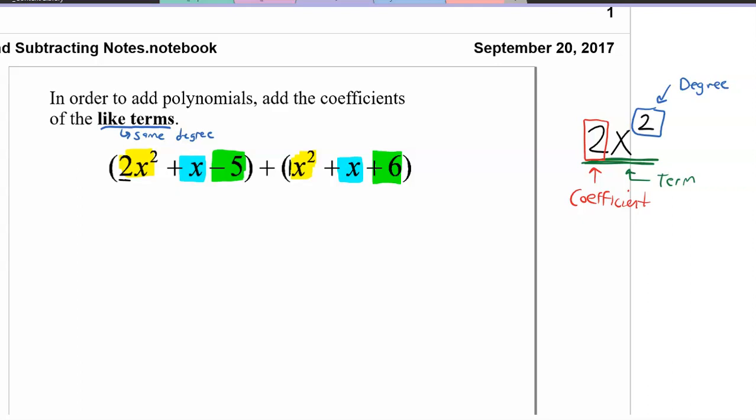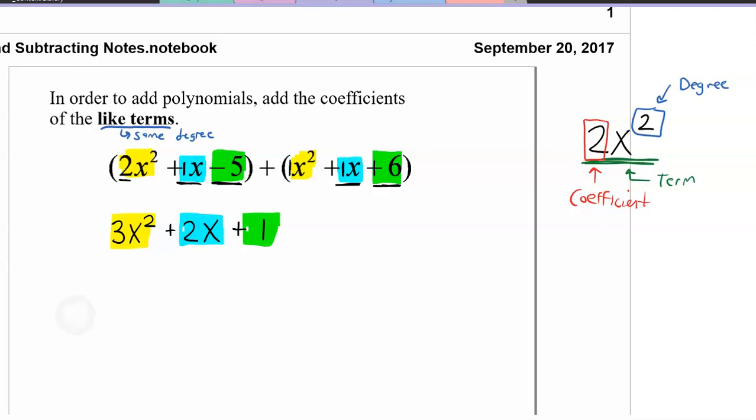So 2x squared plus 1x squared would give me 3x squared. In my next term, we would have x plus x, since there's no numbers or coefficients in front, they're both 1s. 1 plus 1 would give me 2x. And last but not least, we're going to take our constant terms, negative 5 plus 6, and that's going to give me a positive 1 here. So just to confirm on our final answer, 3x squared is the combining like terms of my degree 2. 2x is going to be my combined like terms of my degree 1. And last but not least, the 1 is going to be the combining like terms of my constants.